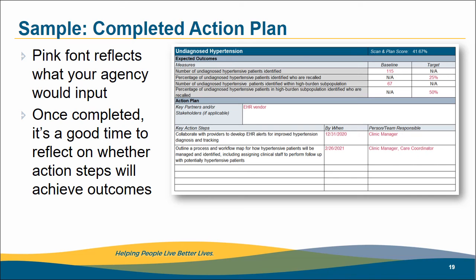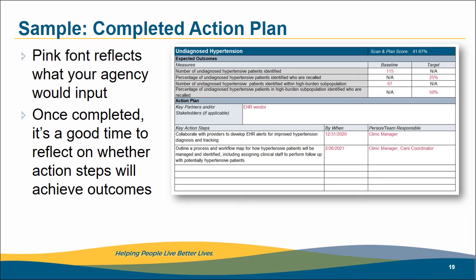Among the high burden subpopulation, they're hoping to recall 50% of those 67 individuals, although it may be a higher number as they're going through a project period, which is primarily why we have your organization set targets around percentages rather than a specific number of patients. After going through that expected outcomes, you'll then go on to complete the action plan for each of those strategies.